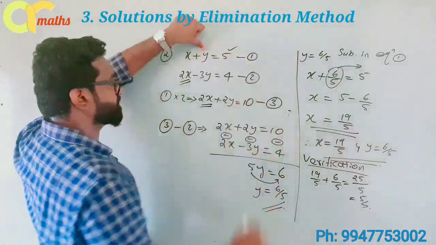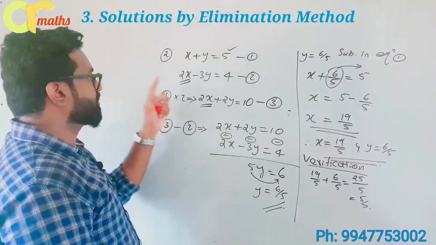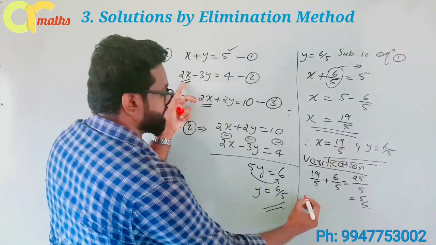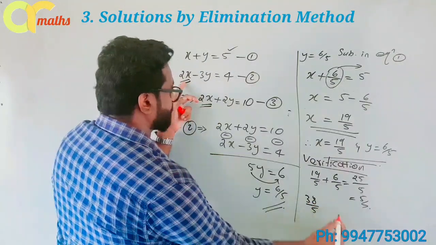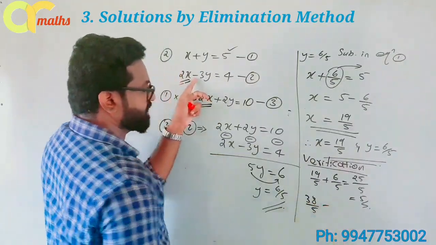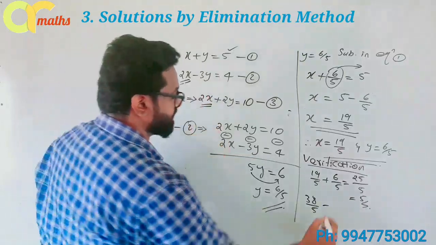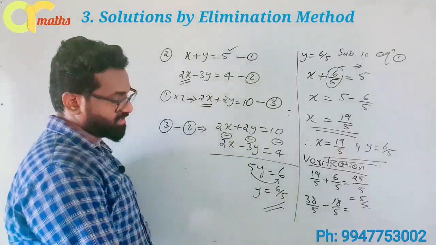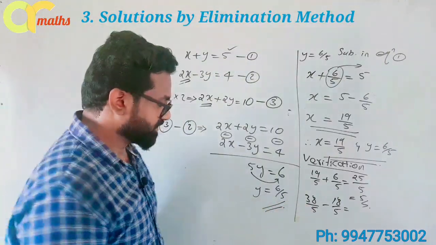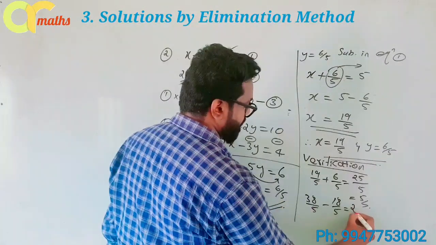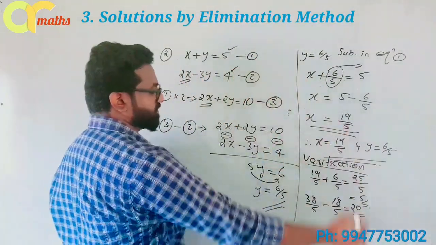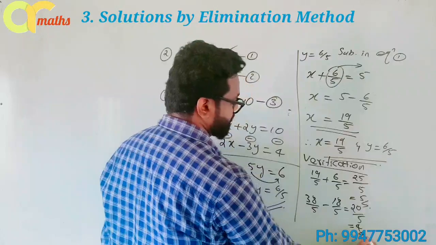Correct? This is 5. Next here, 2 into 19 divided by 5, that is 38 divided by 5, minus 3 into 6 by 5, 18 divided by 5. Then 38 minus 18, 20 divided by 5. What is the value of 20 divided by 5? That is 4. So it is verified.